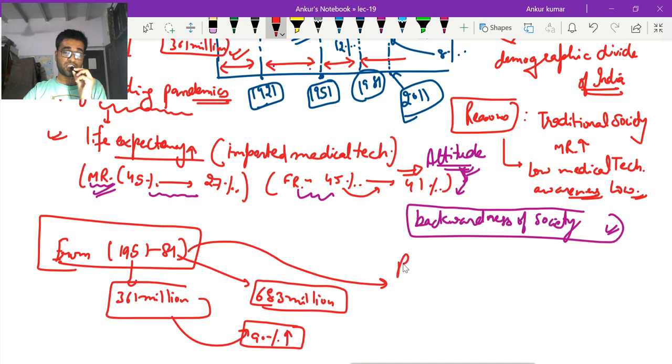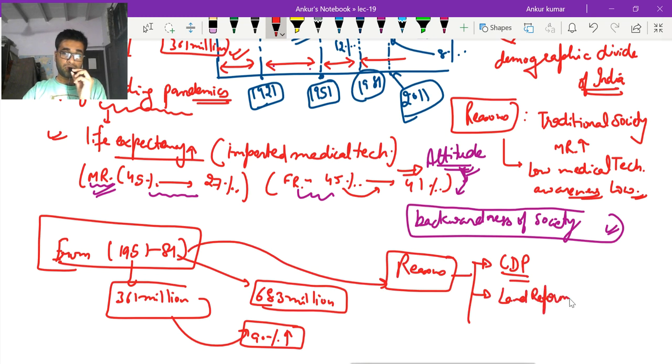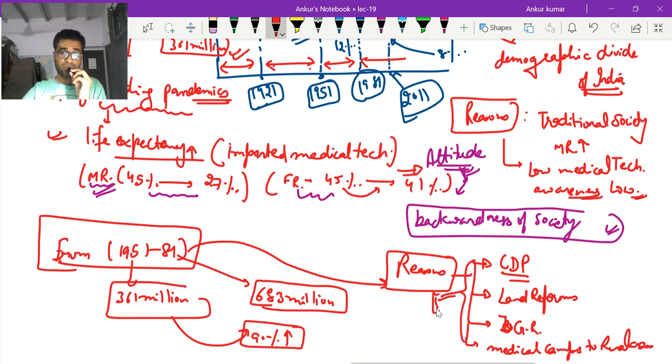And the reasons for this expansion were many. For example, India undertook the community development program, the land reforms, and the green revolution program. There was expansion of the irrigation facilities, and medical camps were taken to the rural areas. So all these factors reduced the mortality rate. So the mortality rate again reduced very fast.